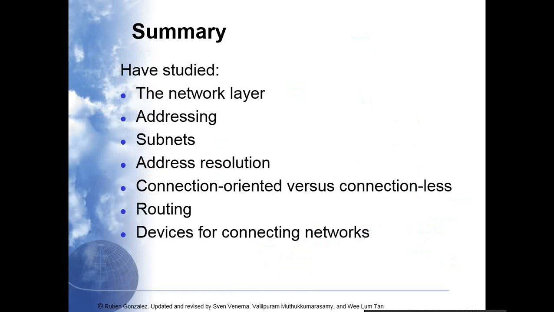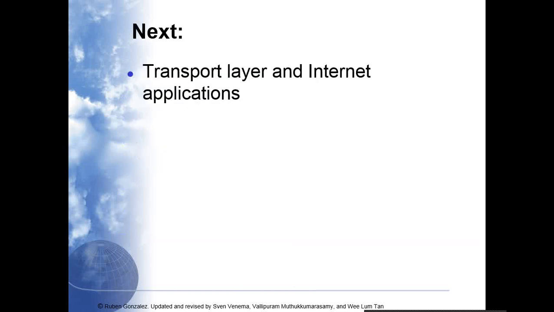In summary for this section, we covered quite a lot. We looked at the network layer, addressing, subnets, and I'd like you to review the subnets in particular, especially if you're interested in doing networking. Subnetting is a big part of doing the networking type major. Address resolution, connection-oriented versus connectionless environments, routing and devices for connecting networks. Next, we will look at the transport layer and internet applications. And that's the end of this section.